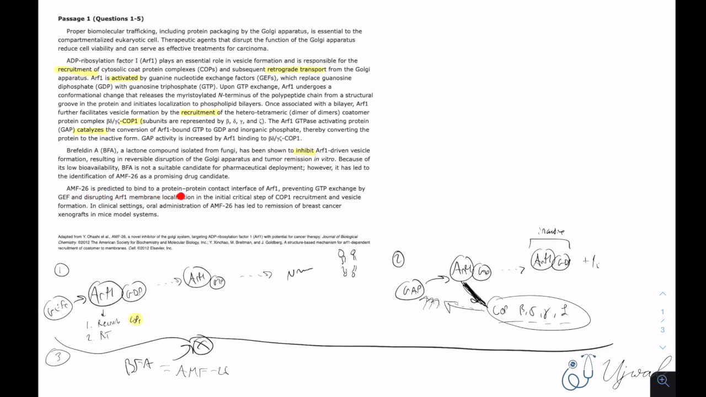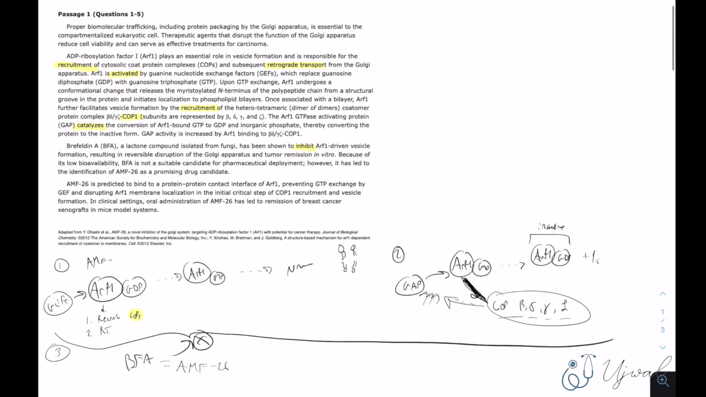AMF26 is predicted to bind to a protein-protein contact interface of ARF1, preventing GTP exchange by GEF and disrupting ARF1 membrane localization in the initial critical step of COP1 recruitment and vesicle formation. Okay, clearly that's the most important sentence in this paragraph, and it's telling us how AMF 26 will actually inhibit this process. And I'm going to go ahead and include that as part of my initial scene, just so I can see where it fits into the whole picture.